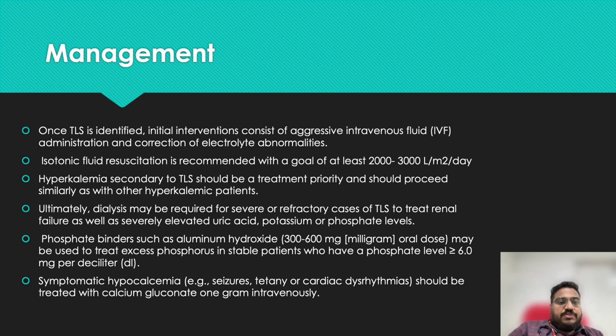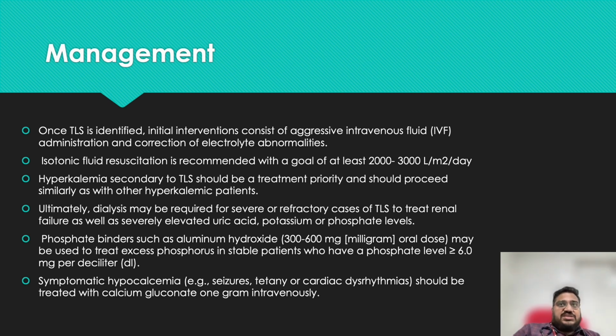So IV fluid is the mainstay, and you need to correct the electrolyte disturbances. So maybe 2000 to 3000 ml per meter square per day. You need to have a good urine output, around 1 to 2 ml per kg of urine output you need to maintain. That is around 200 ml of urinary output. Then only these electrolytes will get corrected. So fluid resuscitation is the key.